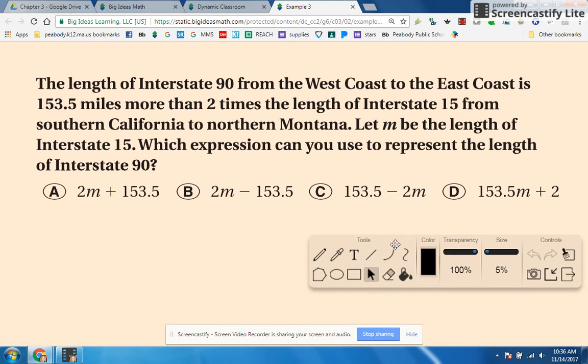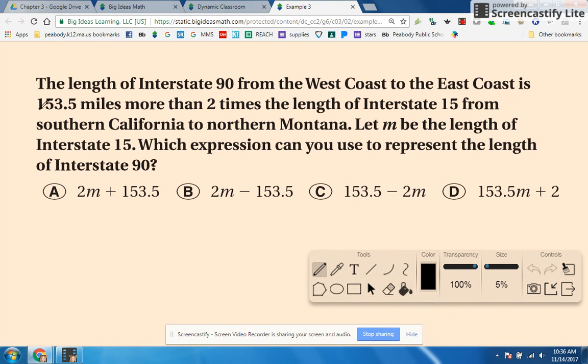So let's take a look. It's saying 153.5 miles more than, so that tells me that we want to start by doing 153.5. More than means we're adding. So plus 2 times the length of Interstate 15. 2 times literally means 2 times. And they're telling us to use M for the length of Interstate 15. So instead of writing all of that, you write the letter M.